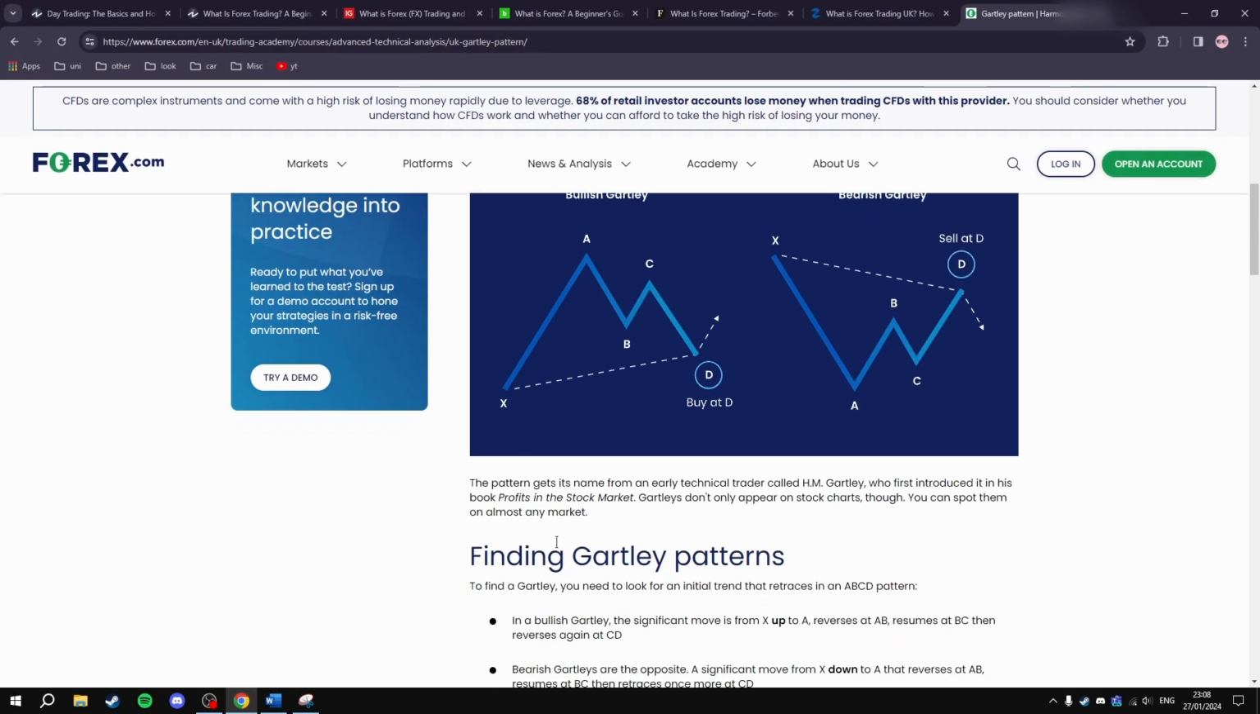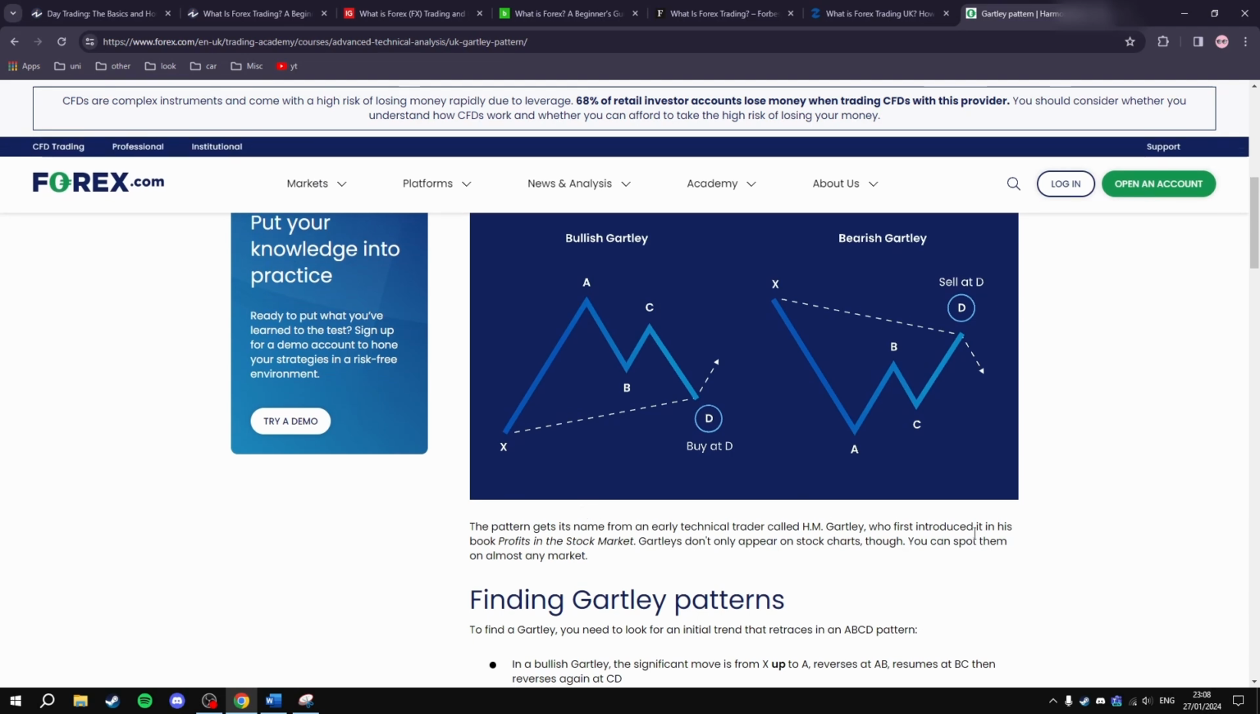The pattern gets its name from an early technical trader called H.M. Gartley, who first introduced it in his book Profits in the Stock Market. Gartleys don't only appear in stock charts though, you can spot them on almost any market.